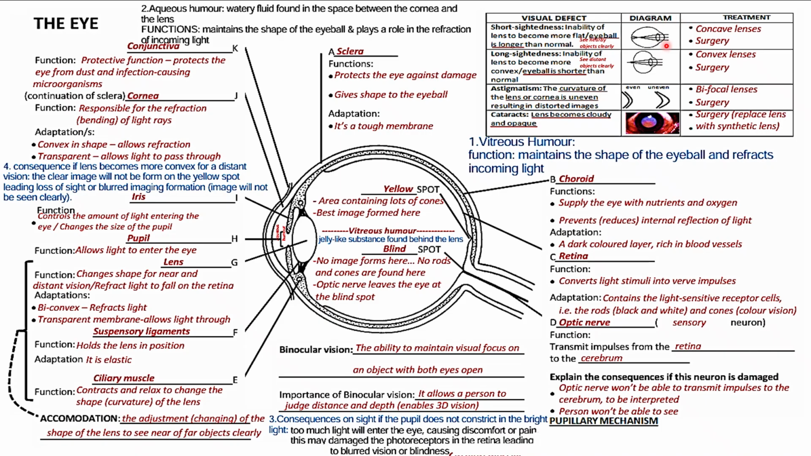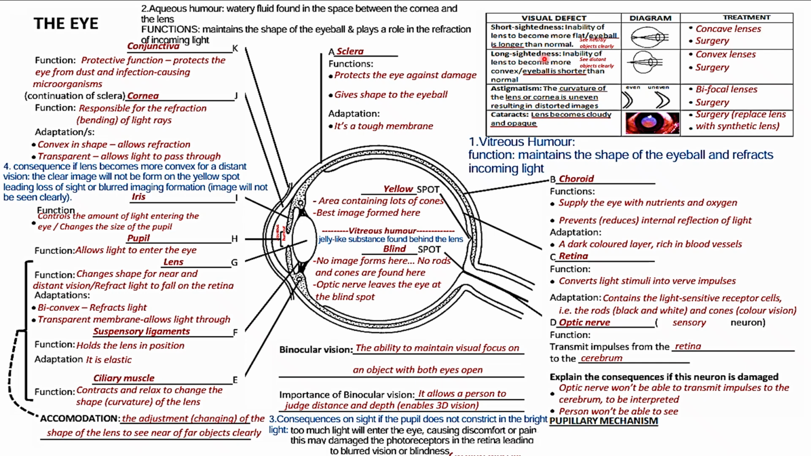And this is how it looks when images are coming from far away objects. They do not fall on the retina, they fall in front of the retina because the eyeball is too long. So how are such circumstances addressed? How do you treat short-sightedness? You use concave lenses or surgery.